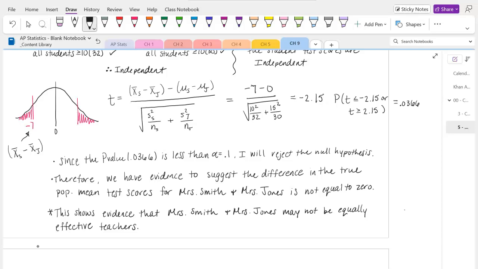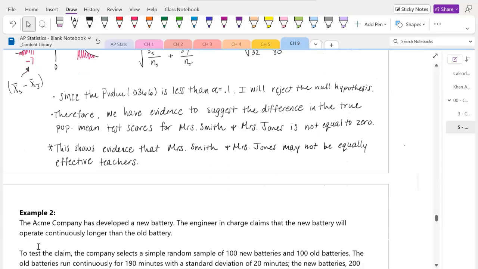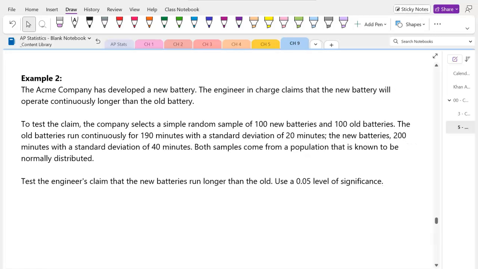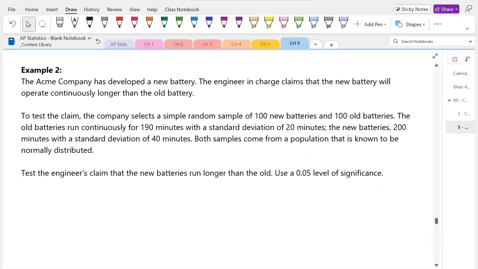For the last example, there's only about 4 minutes and 30 seconds left of this recording. So we've got a company that's developed a new battery, and the engineer in charge claims that the new battery will operate continuously longer than the old battery. Now, to test the claim, the company selects a simple random sample of 100 new batteries and 100 old batteries. Then it goes on to say the mean and the standard deviation for each one. And what's key is that both samples come from a population that is known to be normally distributed.